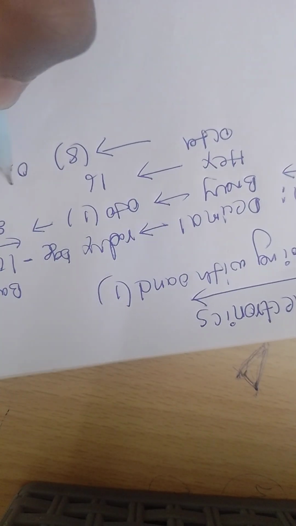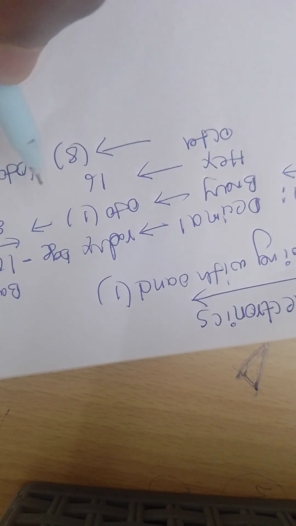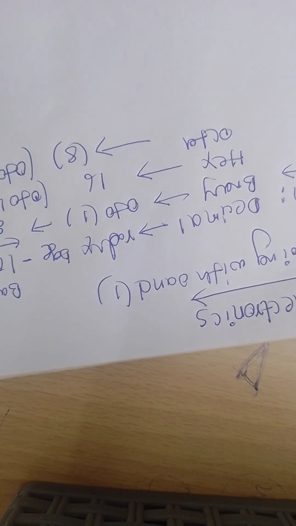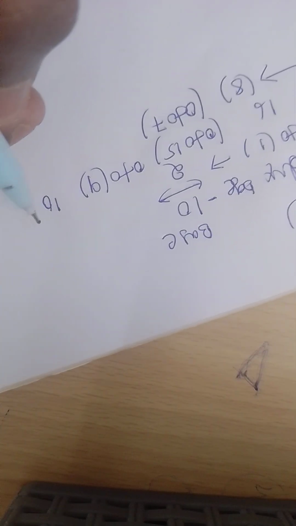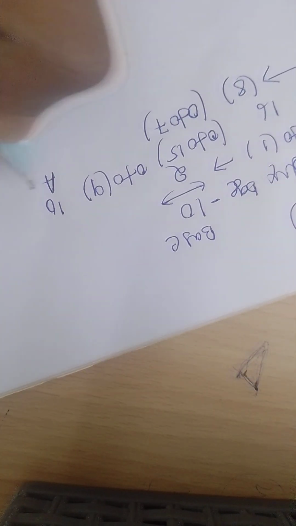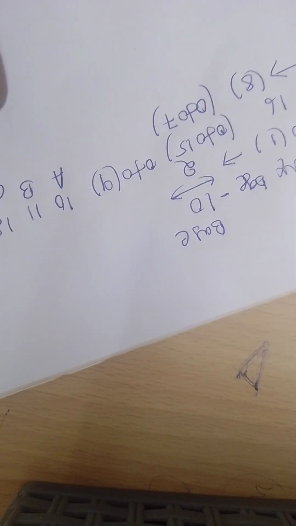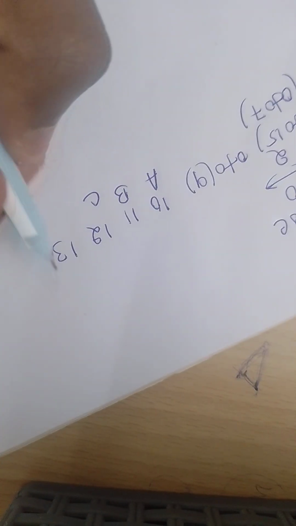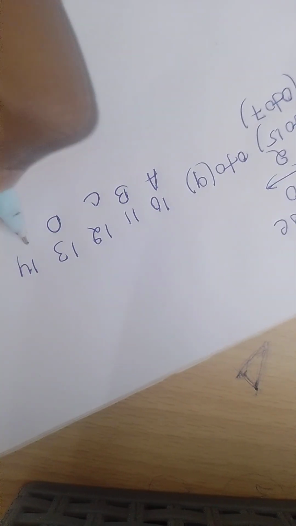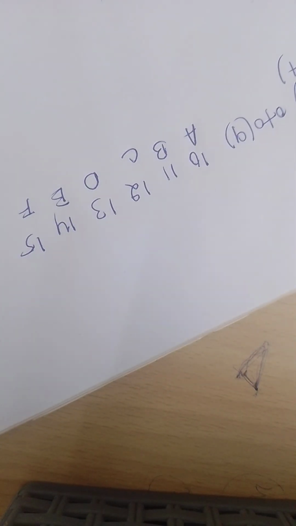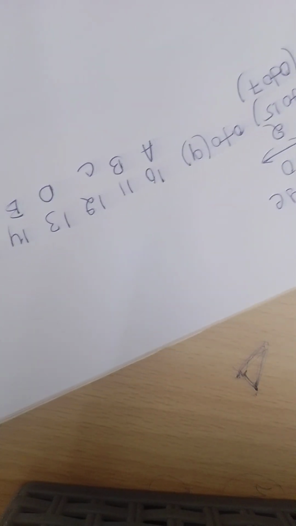In octal we can represent the numbers 0 to 7. In hexadecimal, 0 to 15: 0 to 9 are the numbers, and from 10 onwards we represent 10 as A, 11 as B, 12 as C, 13 as D, 14 as E, 15 as F. So in this way we are going to discuss the things.